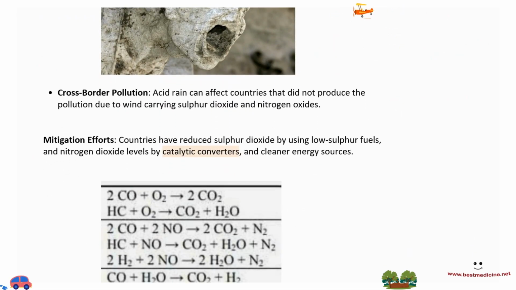Cross-border pollution as well. Acid rain can affect countries that did not produce the pollution. For example, if China is producing a lot of acidic gases, but they're blowing out into India, and India also produces a lot of acid gases, then you have problems.